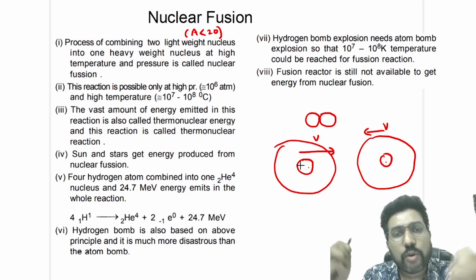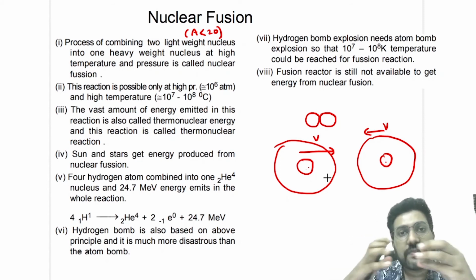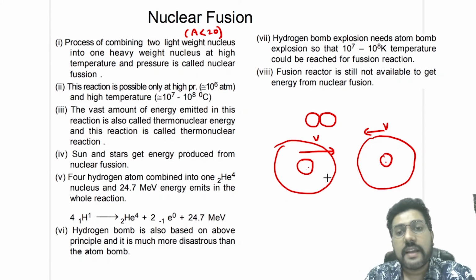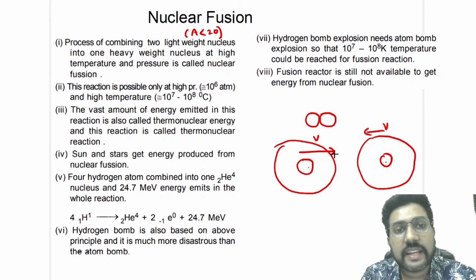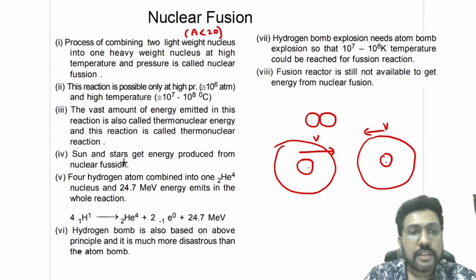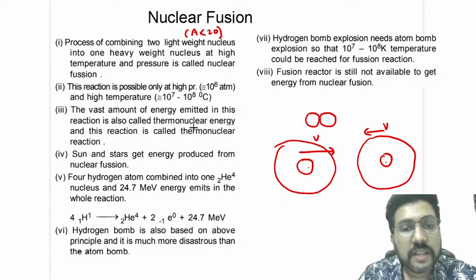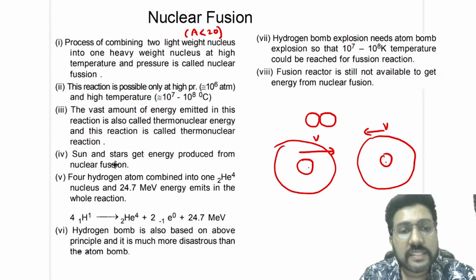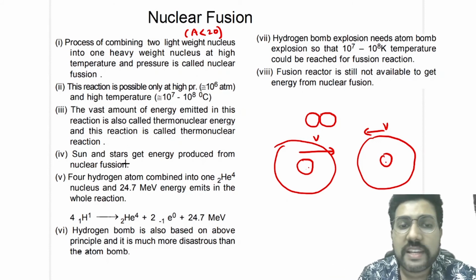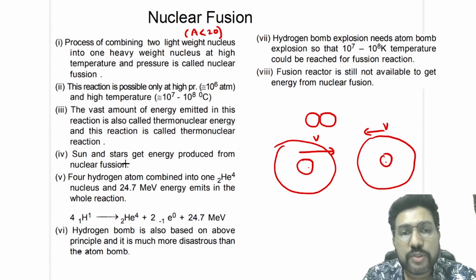If they have come so close to each other that they touch each other, that means the atoms have to overlap. Now if the atoms have to overlap, there has to be very, very high kinetic energy. Such high thermal kinetic energy is generated at temperatures of millions of degrees Celsius. So that is why this reaction is possible only at high pressure and high temperature. The vast amount of energy that is released in the process is called thermonuclear energy, and it is also called a thermonuclear reaction. So nuclear fusion is also called a thermonuclear reaction.